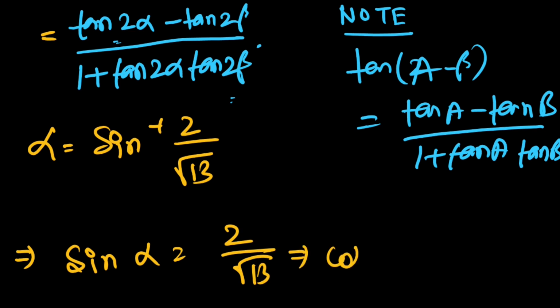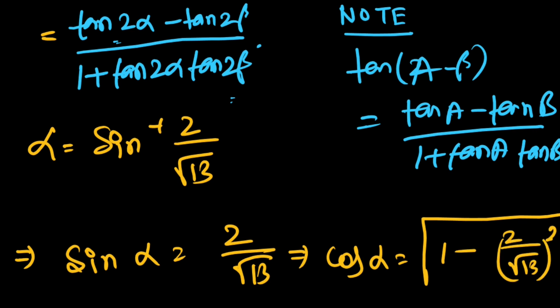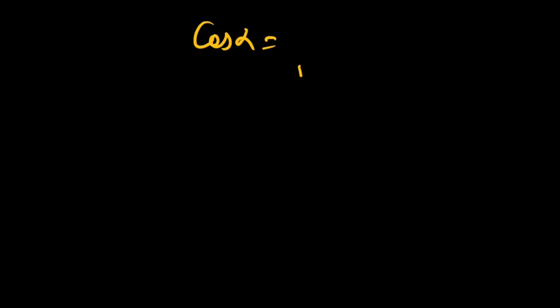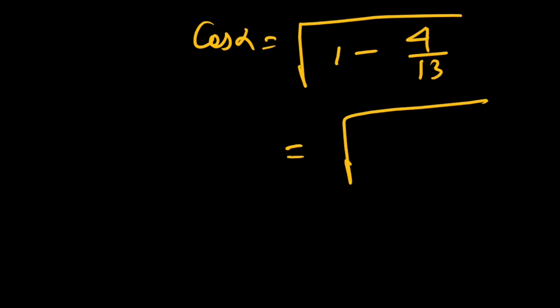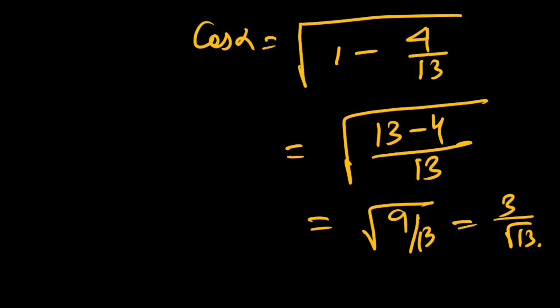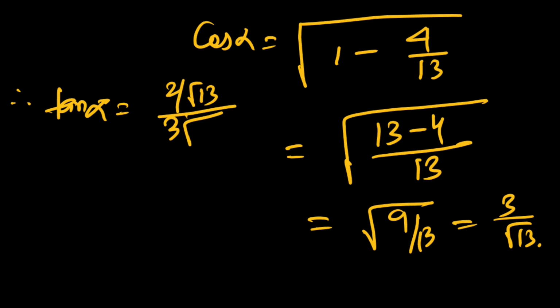This implies cos alpha is equal to root of 1 minus sin square alpha, that is 1 minus (2 over root 13) whole square. Therefore cos alpha is equal to root of 1 minus 4 by 13, that is root of 9 by 13, that is 3 over root 13. So we got cos alpha. Therefore tan alpha is equal to (2 over root 13) over (3 over root 13), that is 2 by 3. So actually we need tan 2 alpha.